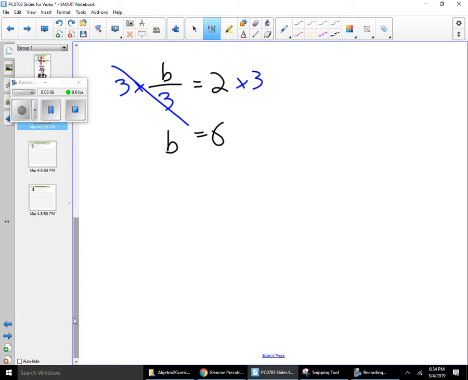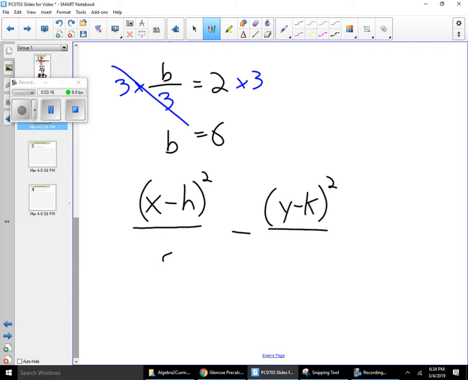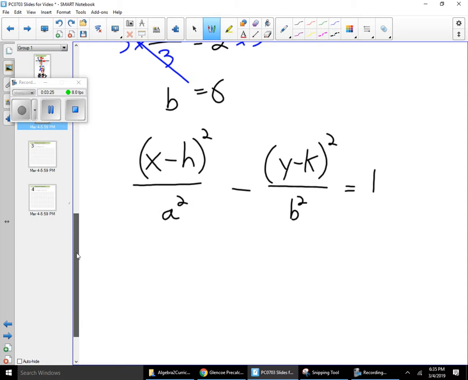So our standard form will be x minus h quantity squared minus y minus k quantity squared. We get an a squared underneath that x. We get a b squared underneath that y. Whole thing equals 1. This is our standard form for a horizontal hyperbola.